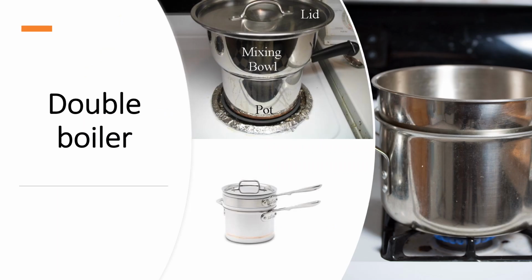A double boiler is a set of two pans nested together, with enough room in the bottom pan for 1 or 2 inches of water. They are used to cook or heat foods that need gentle heat. Katulad ng nagme-melt tayo ng chocolate. Yan, maganda yung double boiler. The water in the bottom pan is brought to a simmer with the second pan set on top.